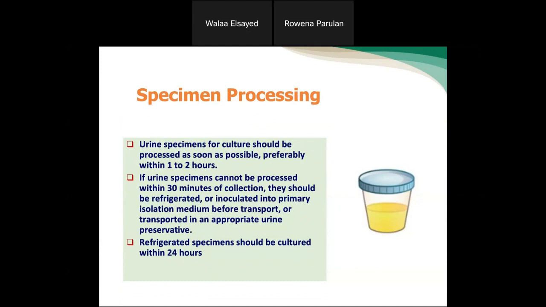Urinary specimens for culture should be processed as soon as possible, preferably within 1 to 2 hours. If we are not sure that we can process the sample within 1 to 2 hours, then we should refrigerate the sample, or inoculation should be done on a primary isolation medium before transport. For example, if a hospital does not have any facility for doing cultures, they should inoculate the sample on a particular medium before transportation, or refrigerate it at optimal temperature. Refrigerated samples should be cultured within 24 hours.